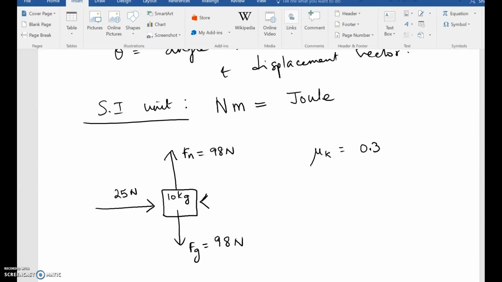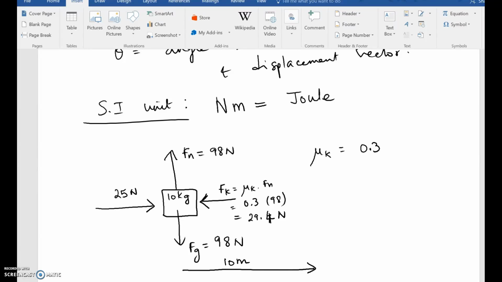And we can find the Fk, the force resisting the motion, as mu k times Fn. So that'll be 0.3 times 98, which should be 29.4 newtons. And the object was moving already, and let's say the object is having a displacement of 10 meters. So which of these forces do work?